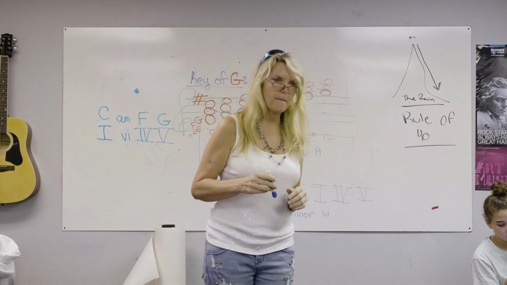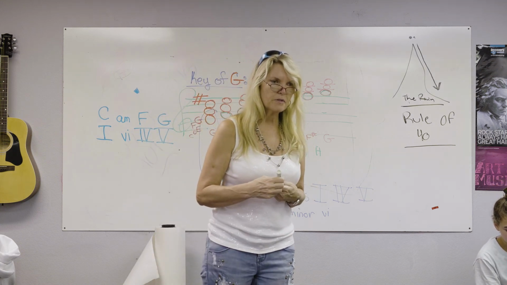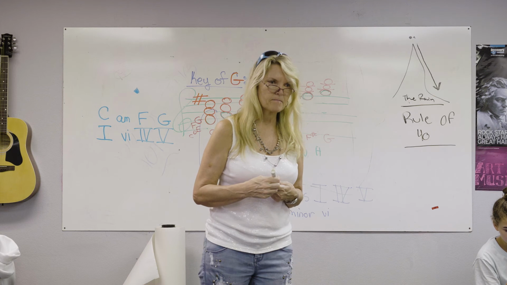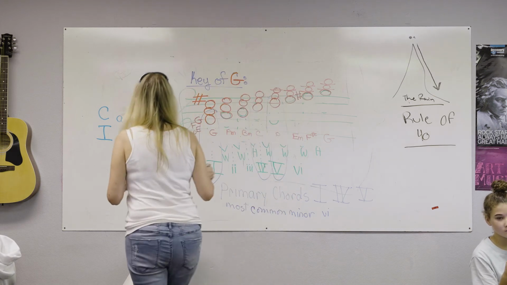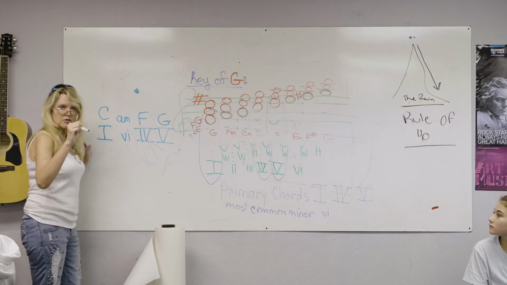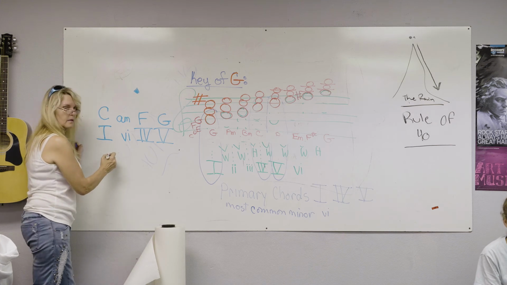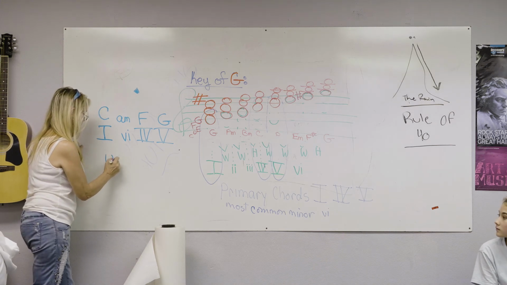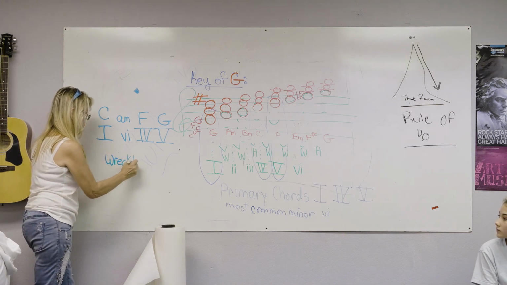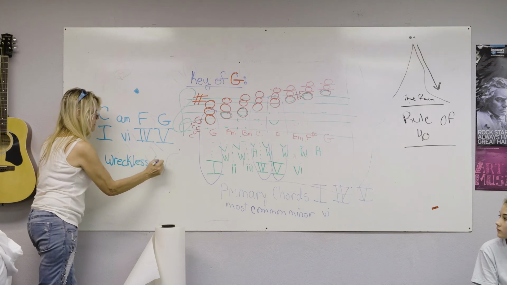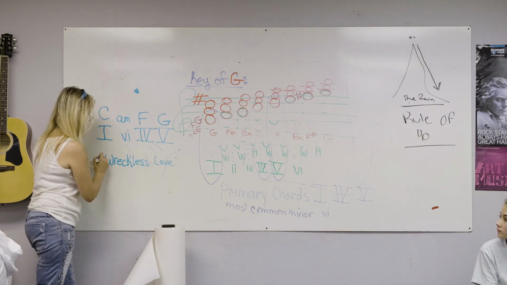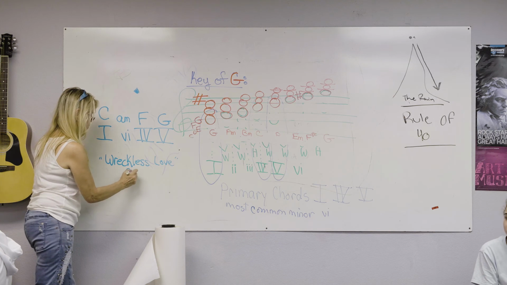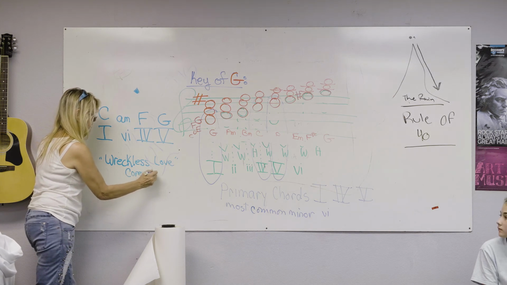Reckless Love. Oh, that is right. And what are the chords? E minor, B, C, G. All right. Jen, can you tell everybody the name of your song again? Reckless Love. Anybody heard that song? No. And who's the artist? Cory Asbury.